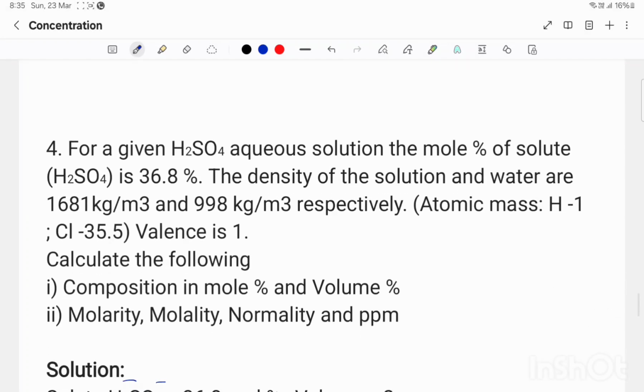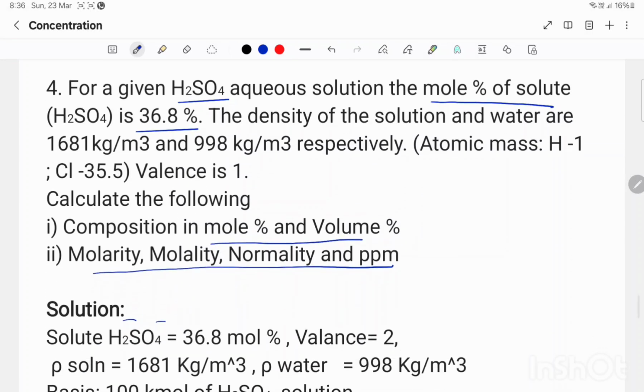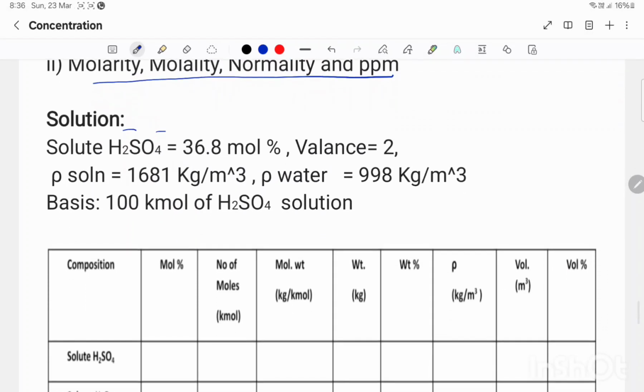Similarly, we will do one more problem where the mole percentage is given, and from that we will calculate the molarity, molality, normality and ppm. So in the next problem, sulfuric acid is the solute and the solute concentration is given in mole percentage as 36.8%, and from this they are asking us to find the composition in mole percentage, volume percentage, molarity, molality, normality and ppm. So the given data in the problem is: solute is sulfuric acid, given as 36.8 mole percentage, and the valence is given as 2. Density of the solution is 1681 and density of water is 998 kg per meter cube.